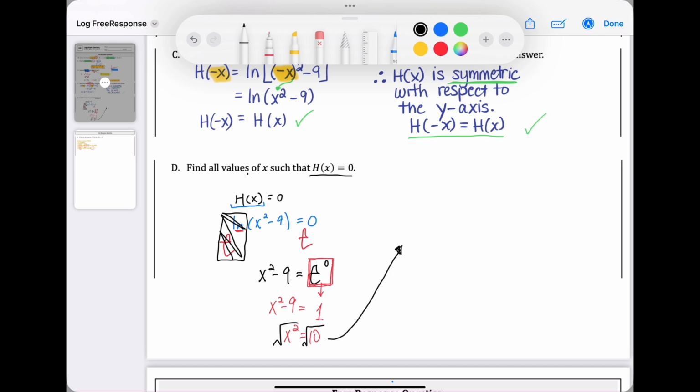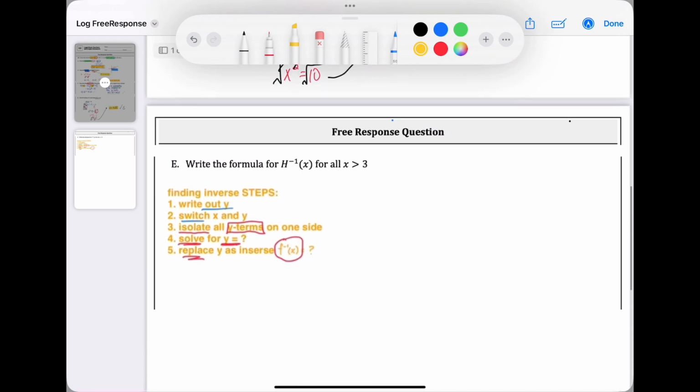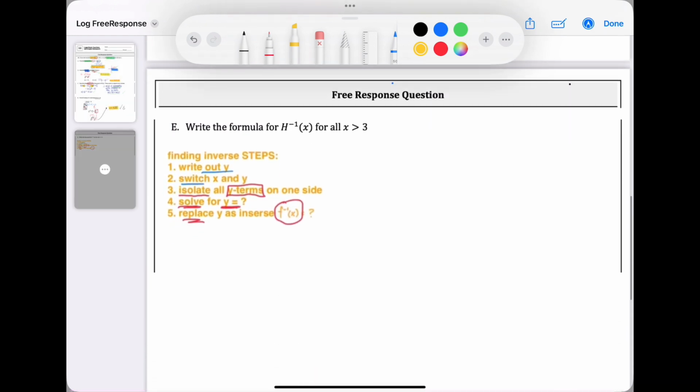Remember, when you take the square root, you always have 2 answers, right? One is positive, one is negative. So that tells me x is equal to positive negative square root 10. And yes, no need for a calculator. This is perfect. This is the exact value. Good. Moving on.